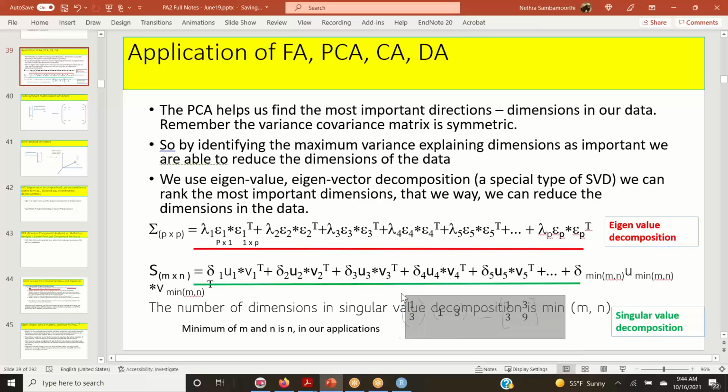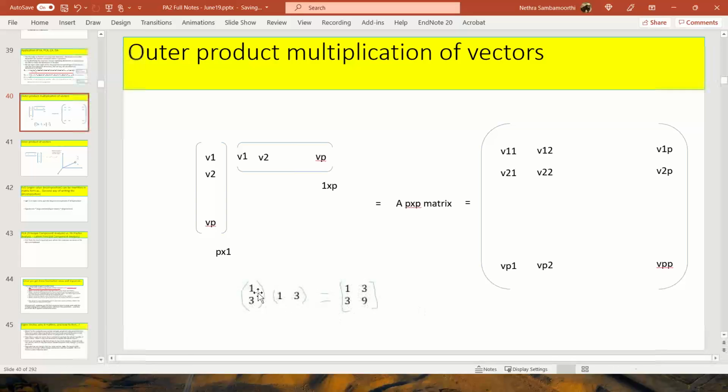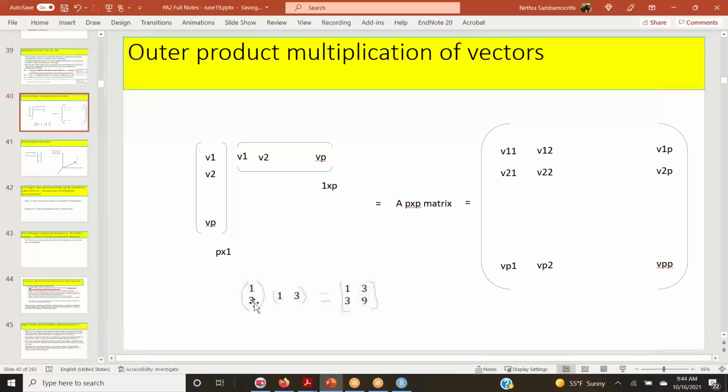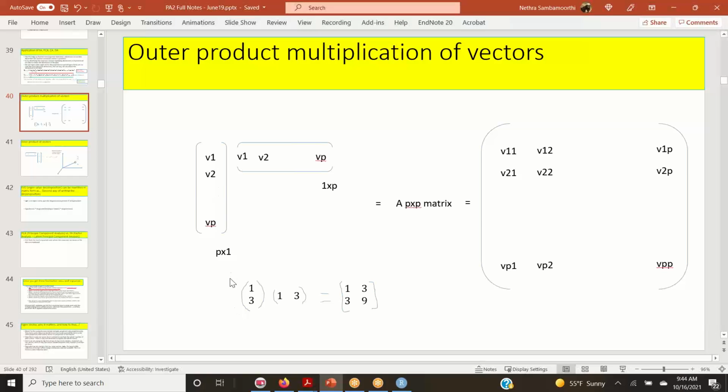Okay. So here is an example. I computed the outer product matrices, and it is there in the small example here. I take a vector 1, 3 and do an outer product. It has become like this: 1 times 1 is 1, 1 times 3 is 3, 3 times 1 is 3, 3 times 3 is 9. Get it? That's the outer product of that vector.